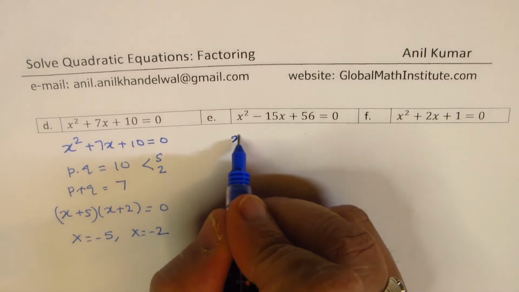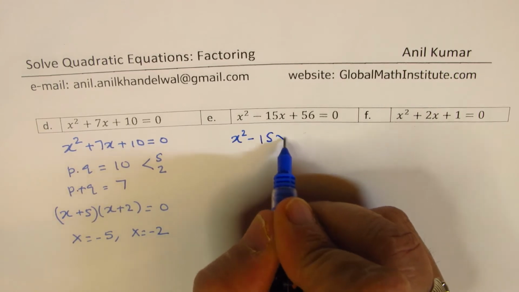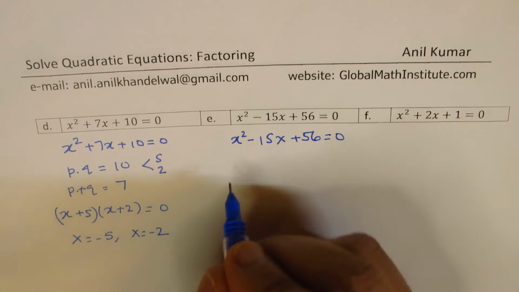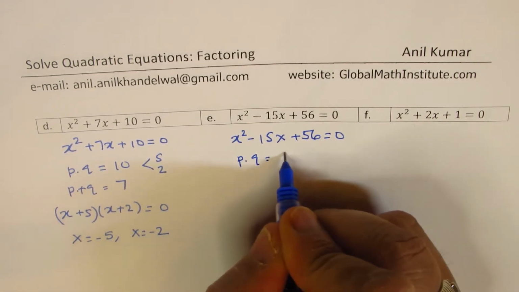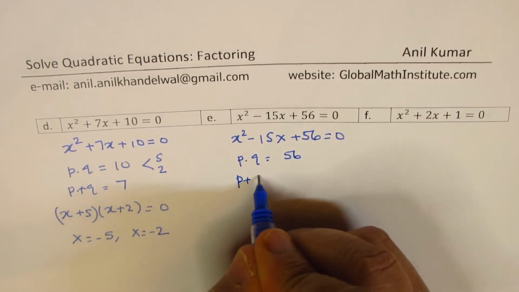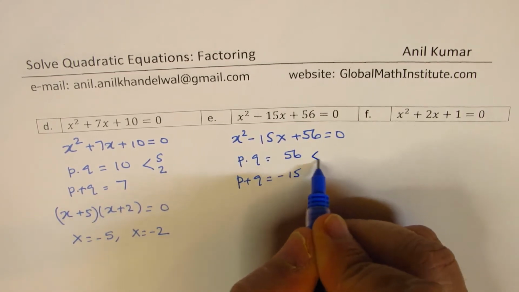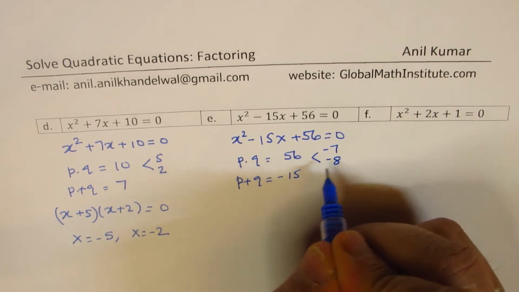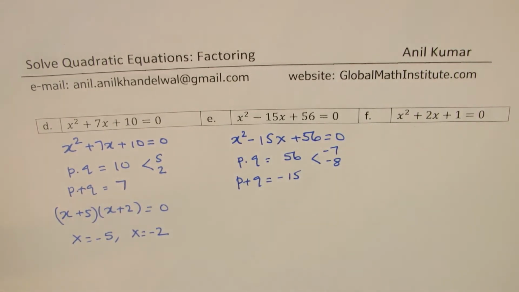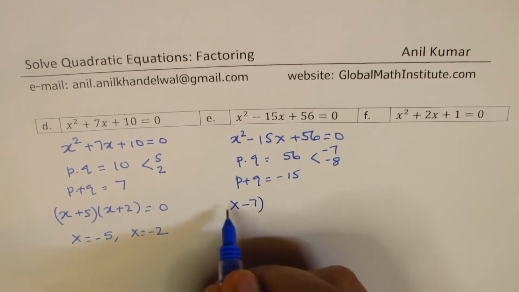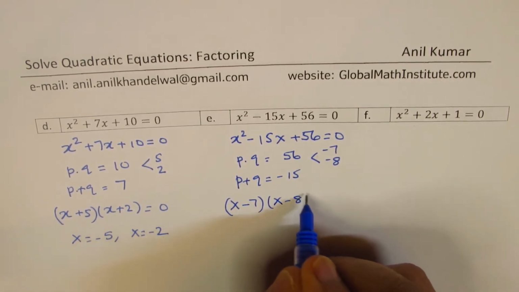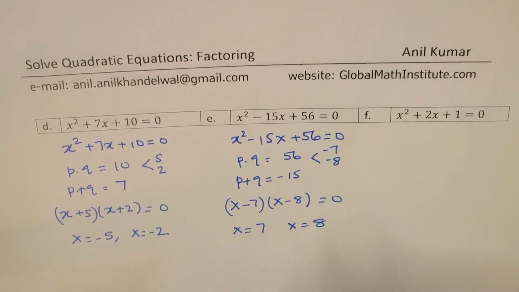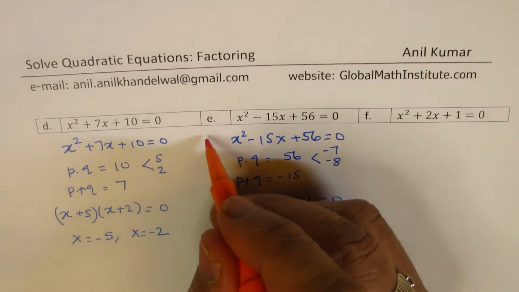Now we have x squared minus 15x plus 56 equals 0. We're looking again for two numbers whose product should be 56 and sum minus 15. 7 times 8 is 56. Both should be negative to get a negative 15 as their sum. So we have this as x minus 7 times x minus 8 equals 0. That gives you x equals 7 and x equals 8. So it again has two solutions.